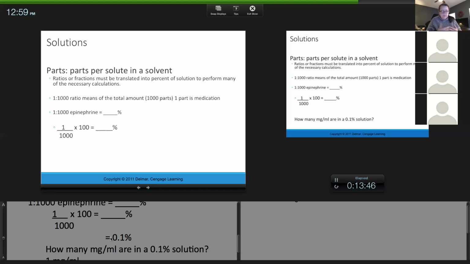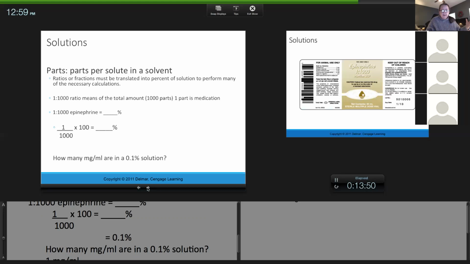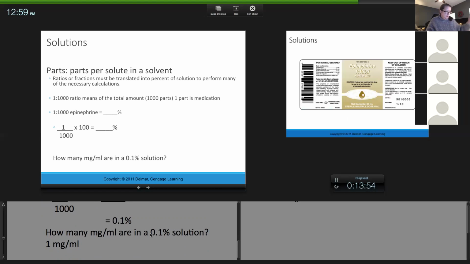Now I've told you the next step: if you have a percent of a concentration, translate that to mgs per mL. So how many mgs per mL are there in a 0.1% solution? On my gray box you should see underneath that we move the decimal place 1 point, or multiply by 10. 0.1% times 10 is 1 milligram per mL.